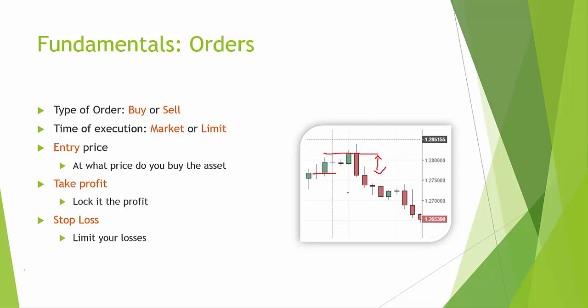To protect ourselves from changes in the other direction, we can also define a stop loss. For instance, at this level. If the asset were to move down in this direction, it will be automatically sold at this level, and we will be making a small loss, but we will protect ourselves from further losses. These are the fundamentals of orders.